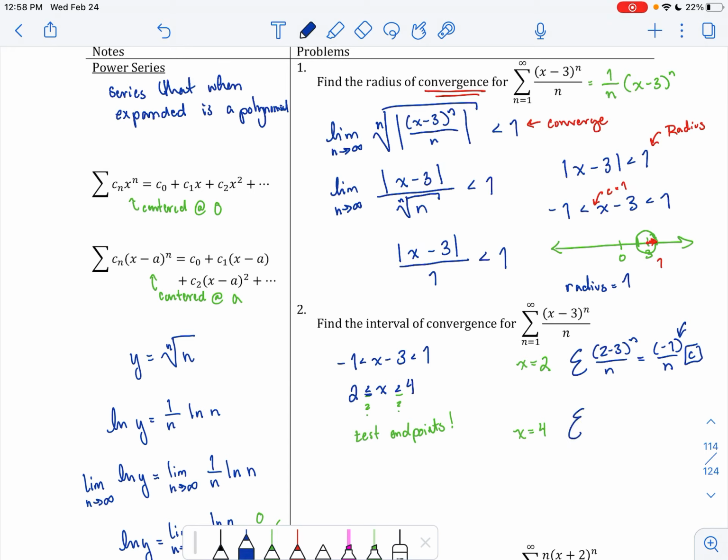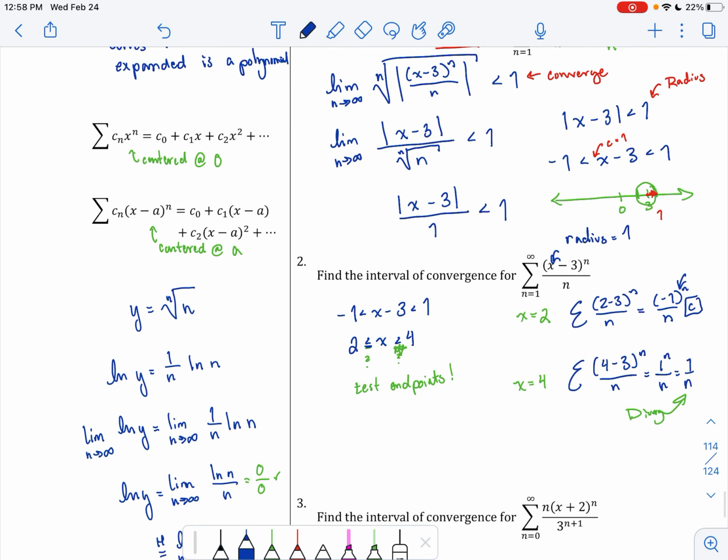Because when we plug in x equals 4, then we get 4 minus 3, because we're just plugging it in for x here, to the n over n, which is 1 to the n over n, which is 1 over n. This is the harmonic series. This is divergent. So no, it does not converge at 4.